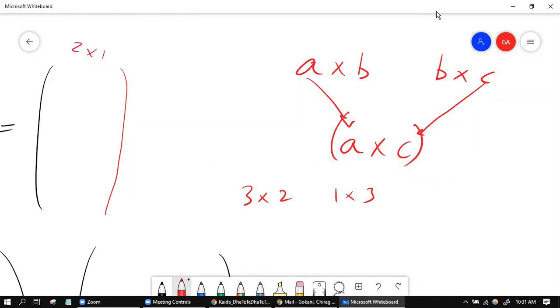Because the number of columns in the first matrix is 2 and the number of rows in the second is 1. Column 2 doesn't equal 1. These numbers need to be the same, so you can't even do this.